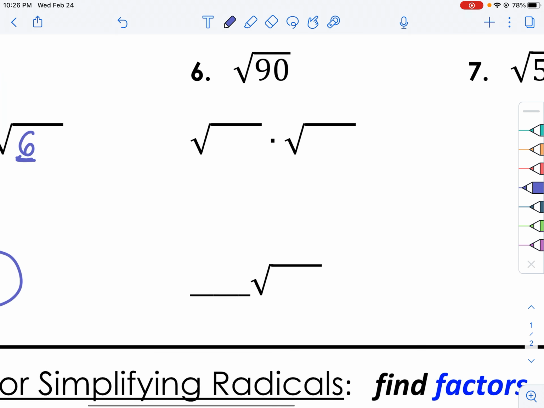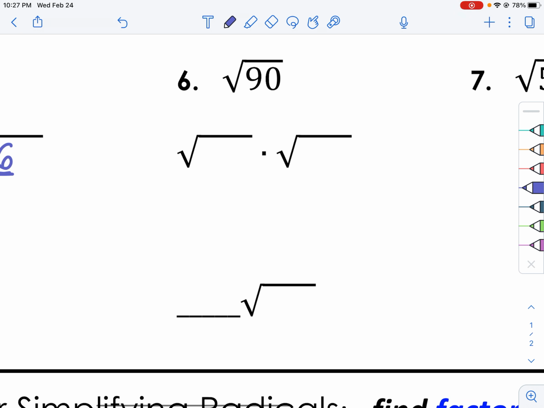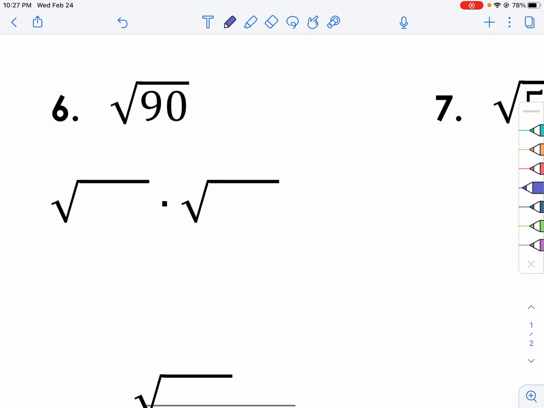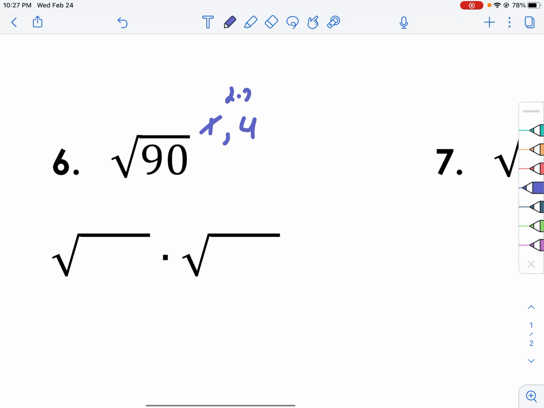All right, number 6. We have 90. So now what we need to do is start dividing it by our perfect squares. Well, what are our perfect squares? 1 is a perfect square, but it's never going to be the biggest perfect square, so we never really check 1. So the next perfect square after 1 is 4. 4 gets built by 2 times 2. After 4, we get 3 times 3, which would be 9. And then we have 4 times 4, which is 16.